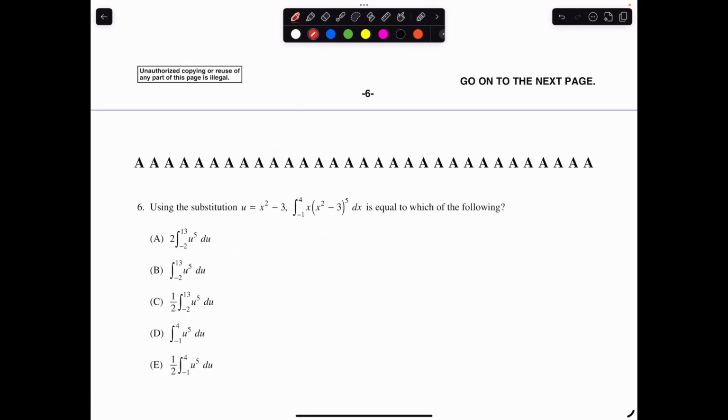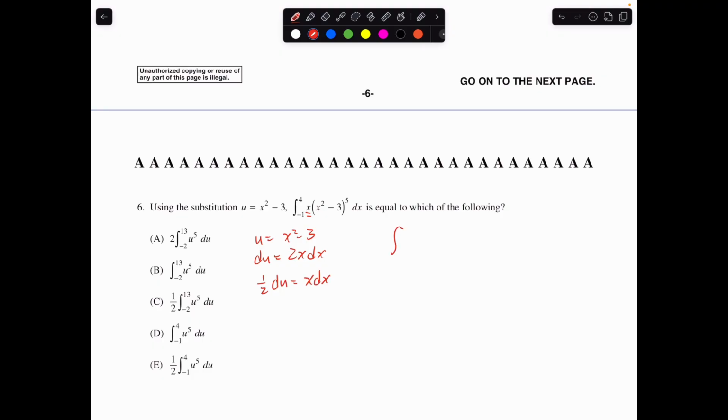Okay, using the substitution u equals blah blah blah, the integral is equal to which of the following. So this one we're doing a u-substitution here. My u is equal to x squared minus 3. Let's get my du. That's just 2x dx. So I'm just taking the derivative and moving the differential over to the other side. Okay, so I have an x over here, so let's get my x by itself. That means 1/2 du is equal to x dx.